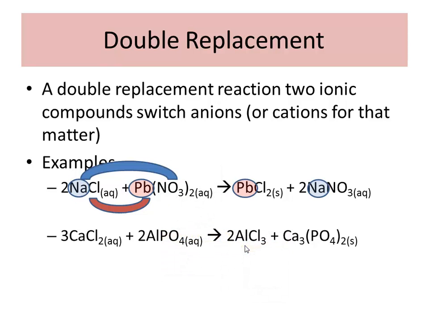If you take a look at our other example right here, a similar thing happens. We have calcium, which is +2, chloride, which is -1, aluminum, which is +3, phosphate, which is -3. So our calcium goes with our phosphate. Our aluminum goes with our chloride. Does that make sense? So AlCl3, aluminum chloride, and calcium phosphate. So moving forward.